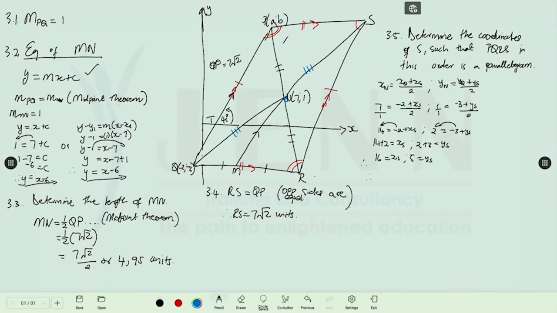Therefore, now we can say the coordinates of S will be 16 and 5. And how do we see that we are correct? We have our Cartesian plane, my children.